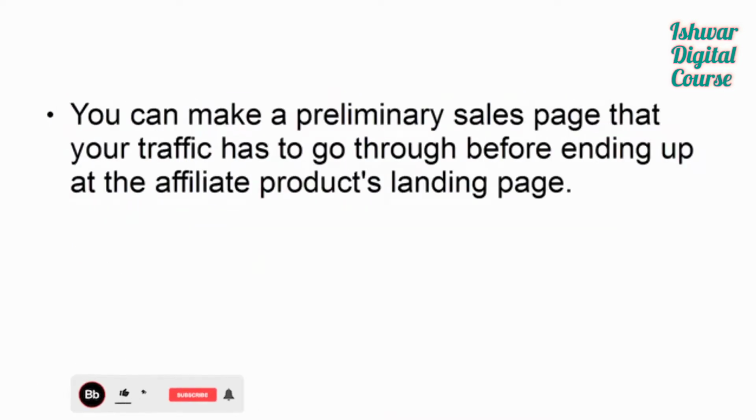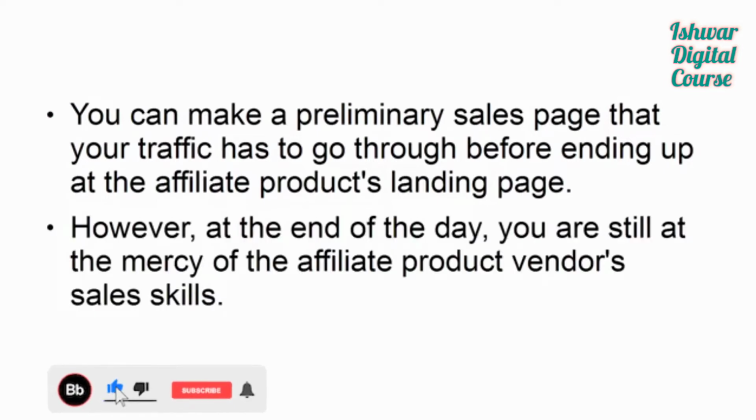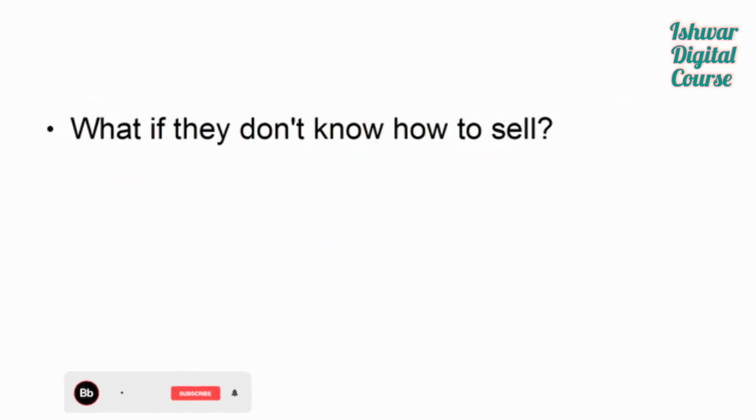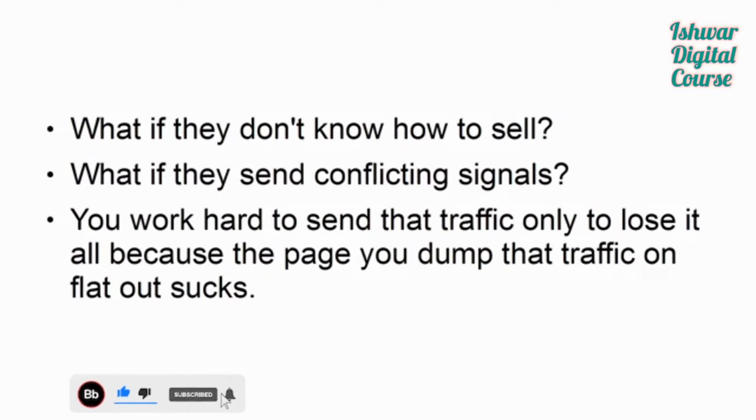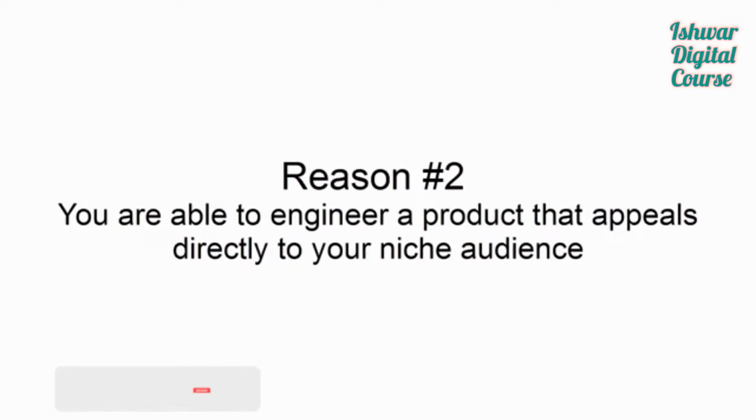You can make a preliminary sales page that your traffic has to go through before ending up at the affiliate product's landing page. However, at the end of the day, you are still at the mercy of the affiliate product vendor's sales skills. What if they don't know how to sell? What if they send conflicting signals? You work hard to send that traffic only to lose it all because that page you dumped the traffic on flat out sucks.